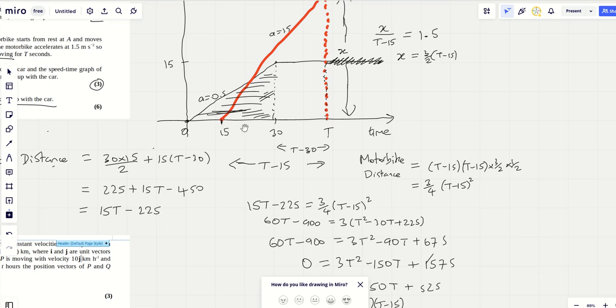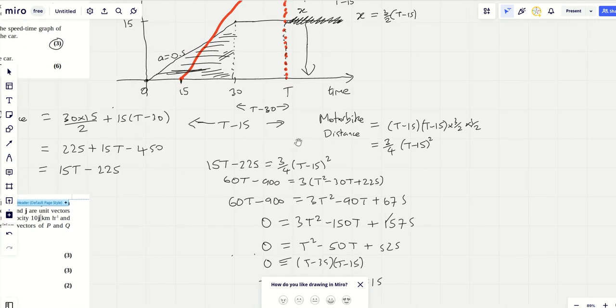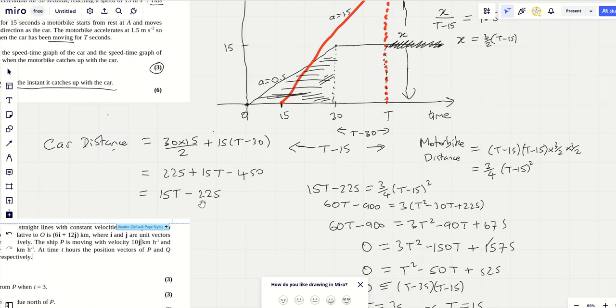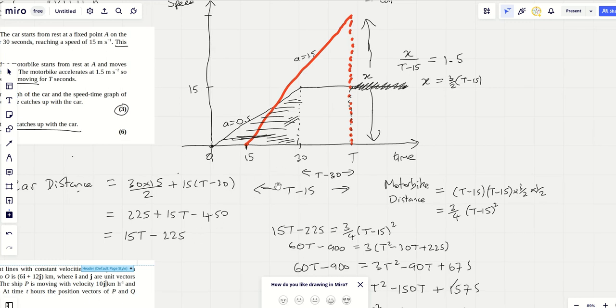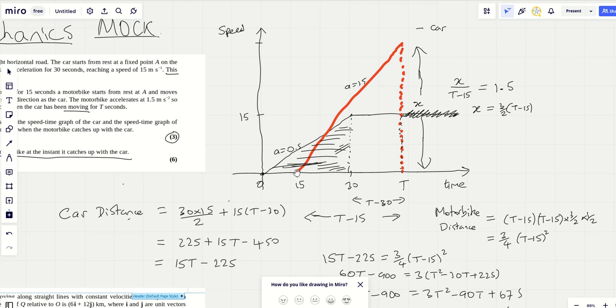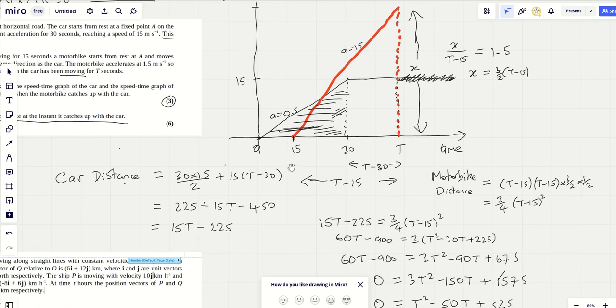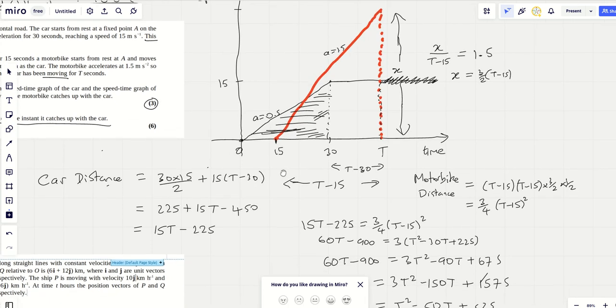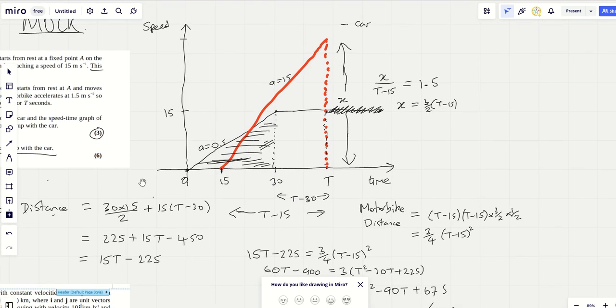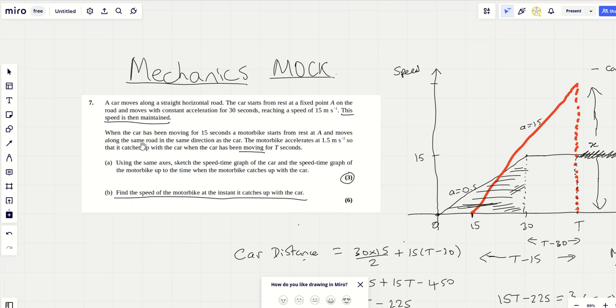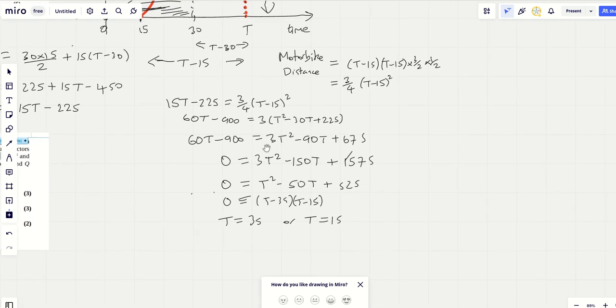What that's saying is at 15 seconds, the motorbike distance is 0, and therefore the car's distance is 0 as well. Yeah, t equals 15, the car's distance is 0. Why would the car's distance be 0 there at 15? It doesn't look like 0 distance to me. Oh, from the motorbike, yeah. Because the motorbike starts 15 seconds just at the same time as the car's moving, isn't it? Yeah. Cool. Okay, so you get t equals 35 seconds.